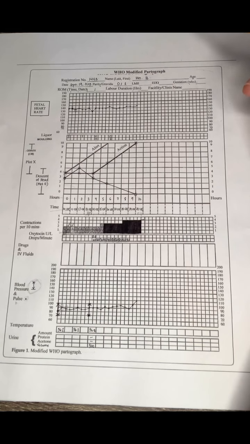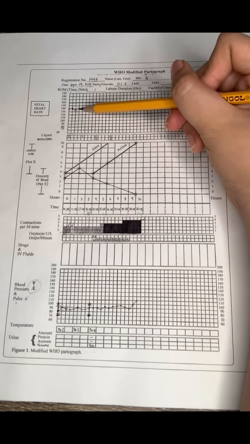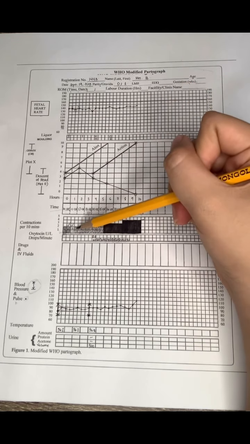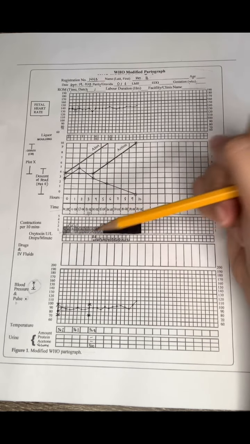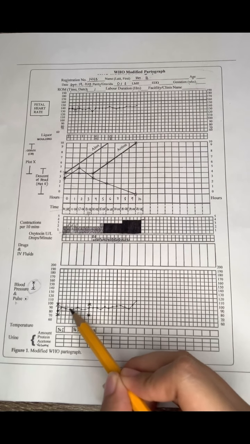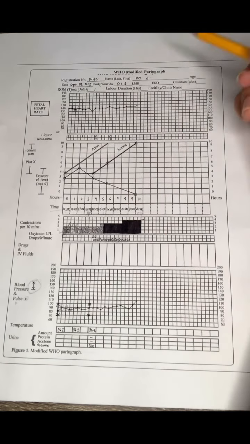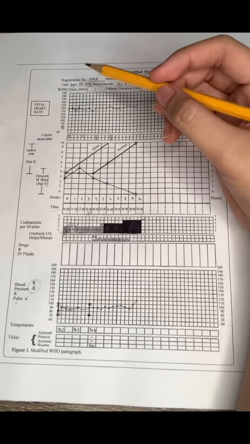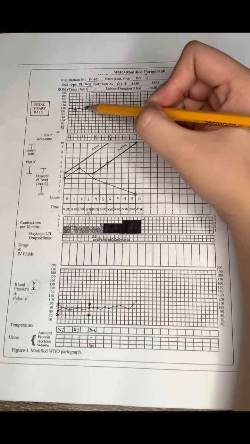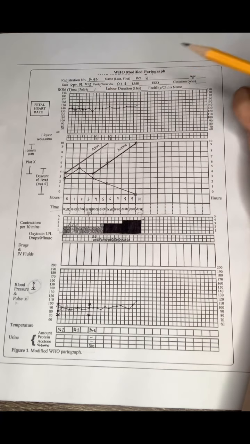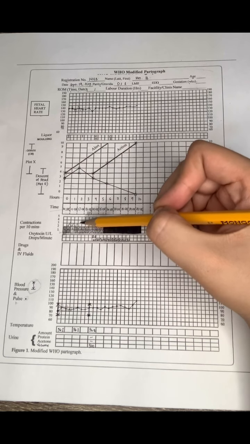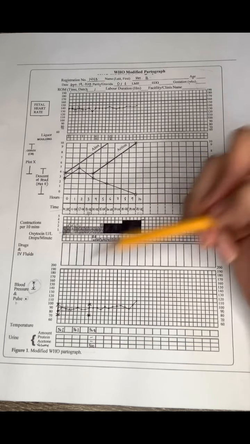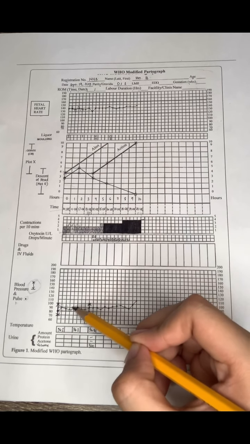At 11:30, the FHR is 140. Then contractions, 2 per 10 minutes, each 30 seconds. Then stripe lines, the pulse is 84 per minute. At 12 o'clock noon, FHR is 136. Then contractions, 2 per 10 minutes, each 30 seconds, so stripe lines again. Then pulse is 88 per minute.